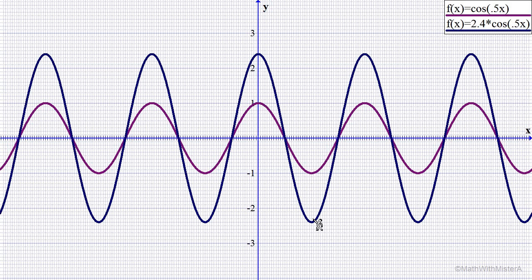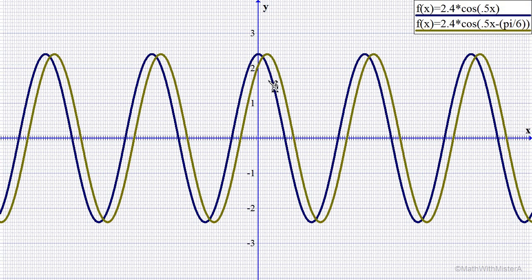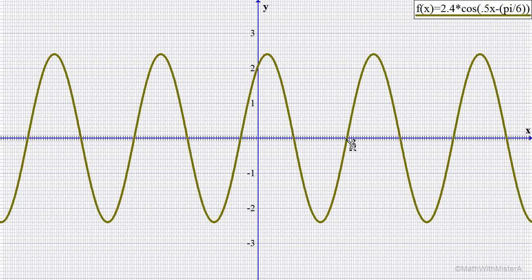Next transformation will be, well, we only have one left in this example. We had inside the cosine 1/2 x minus pi over 6. We did the math and showed that it's a phase shift of a positive pi over 3. That's 60 degrees. So I'm going to take this last graph and shift every point to the right by 60 degrees, and there's our final transformed graph.